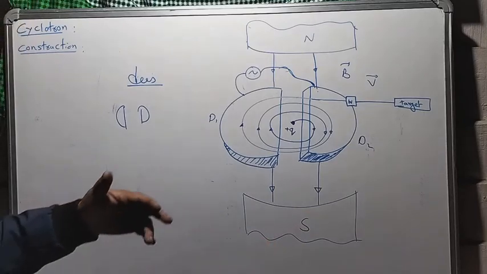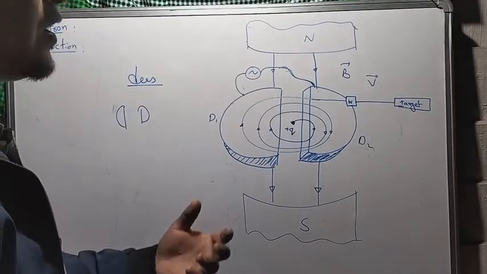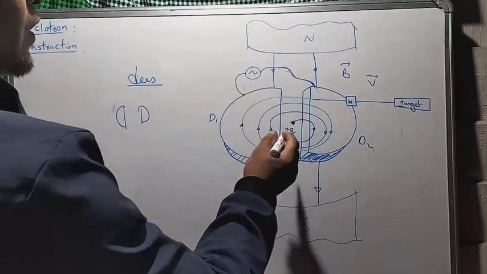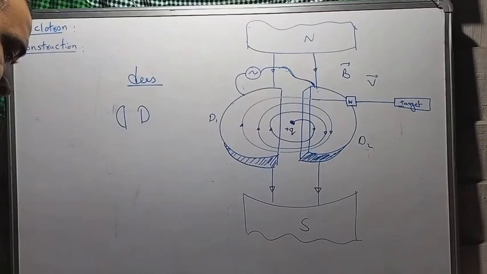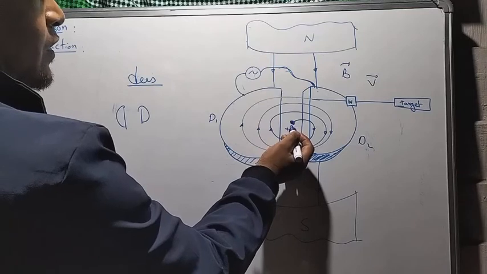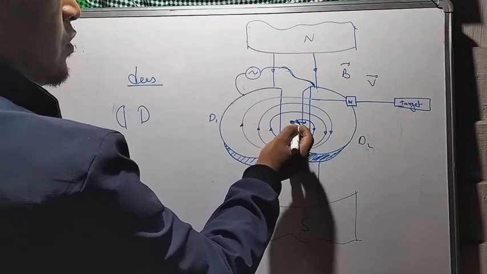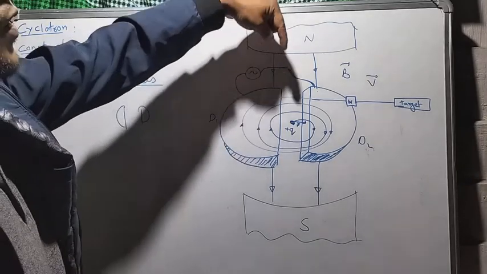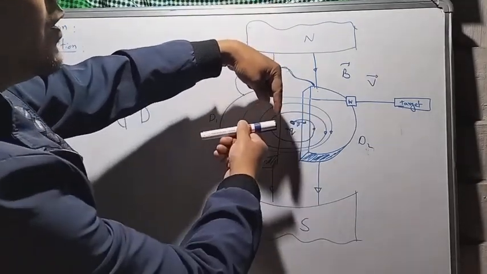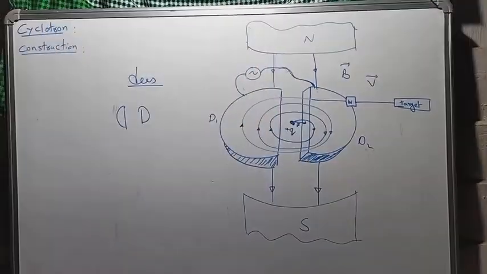Now the charged particle whose energy I'm going to accelerate is injected between the two Ds, let's say at this point. And this charged particle, let's say plus q, is moving with a velocity v perpendicular to the direction of the magnetic field. Which means if the magnetic field is pointing down, then this charged particle is moving initially perpendicular to the field.